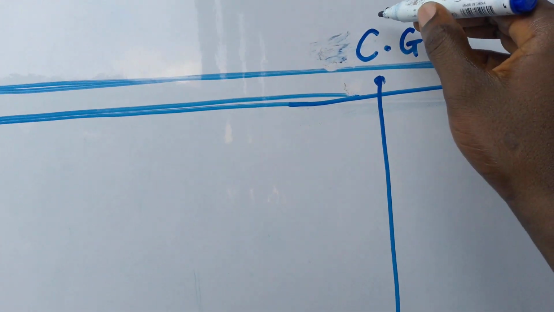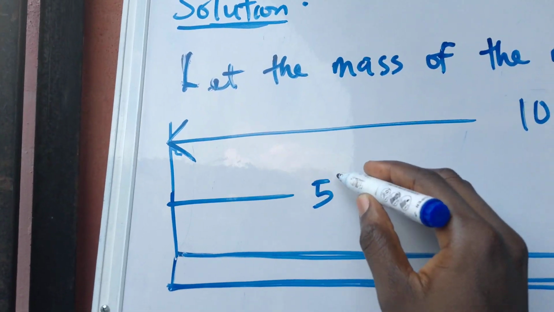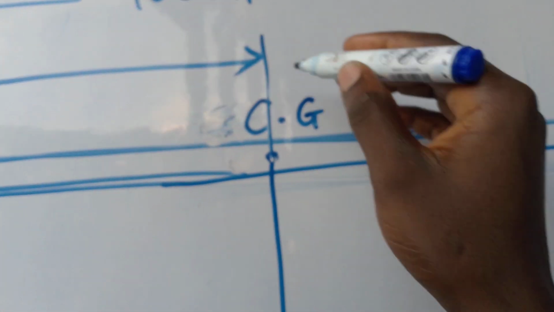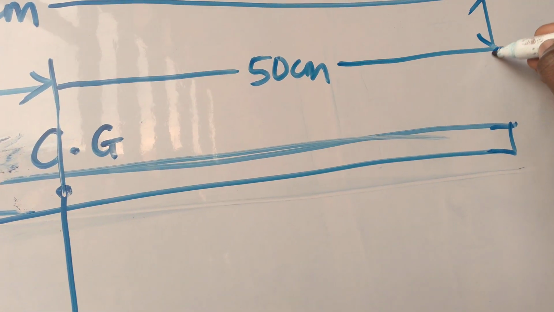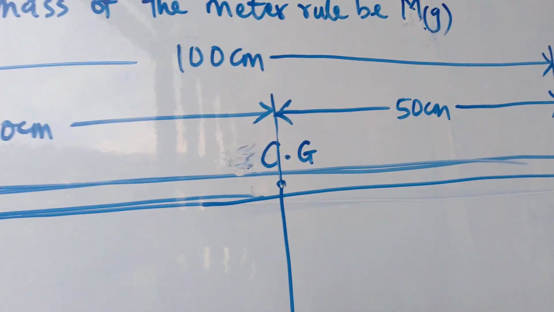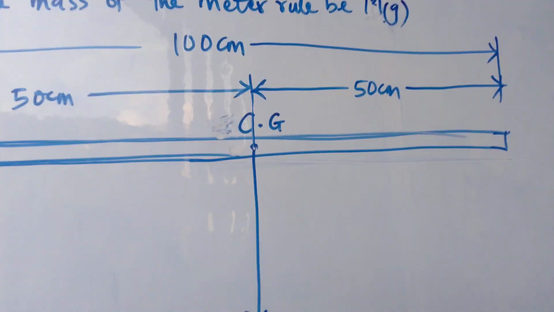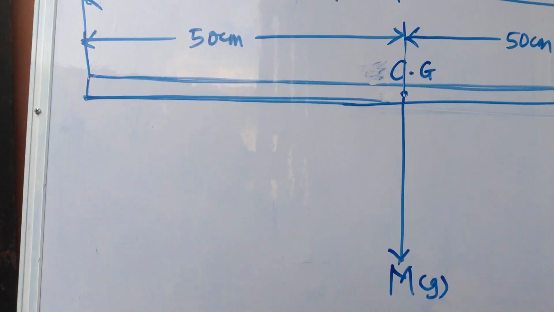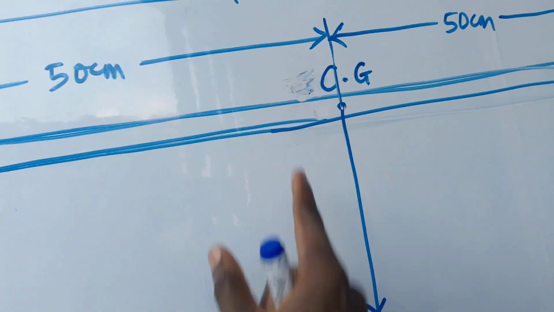So if that is the case, it implies that the distance from here to here will be 50 centimeter, and the distance from this point to this point as well is also 50 centimeter. I explained that in most cases the center of gravity acts at the center of the meter rule. So if the meter rule is 100 cm, the center of gravity will be at the 50 centimeter mark, and that is where the mass of the meter rule is placed, exactly at the center of gravity.